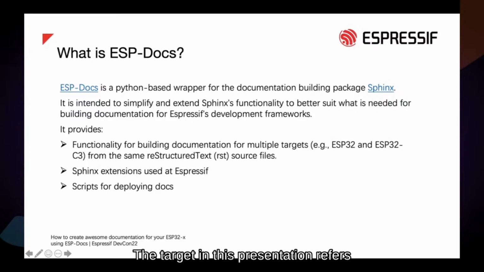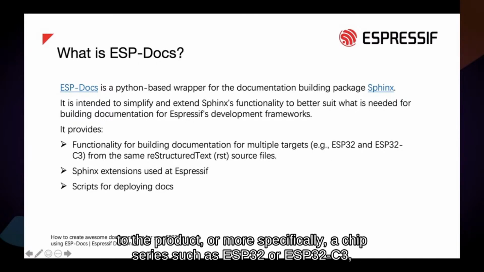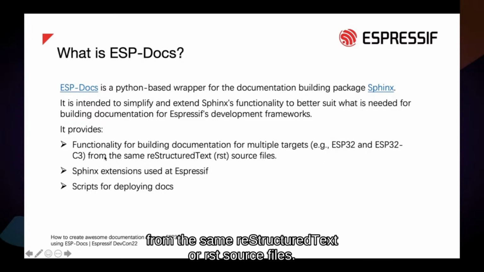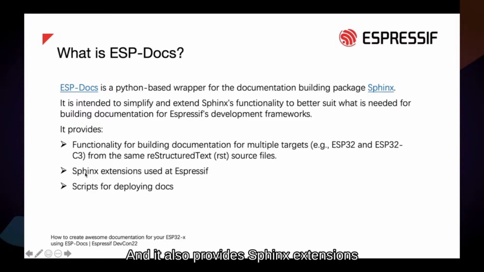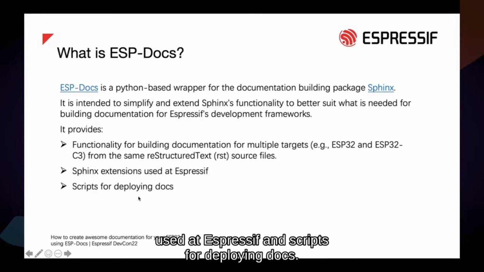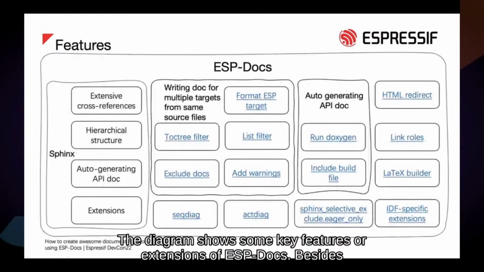The target in this presentation refers to the product, or more specifically, a chip series, such as ESP32 or ESP32-C3, from the same reStructuredText or RST source files. And it also provides Sphinx extensions used at Espressif and scripts for deploying docs. The diagram shows some key features or extensions of ESP-Docs.